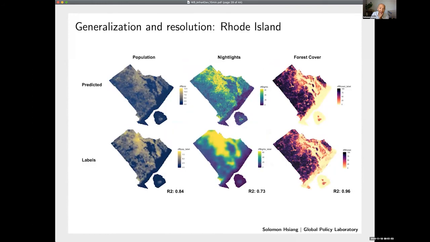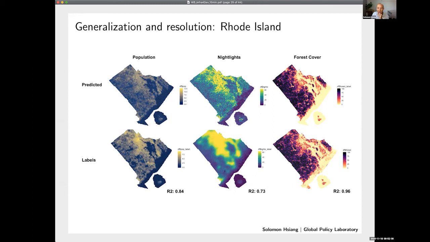The other thing to think about is that the resolution it achieves is pretty remarkable. Here I'm just showing you Rhode Island, and across the top are predicted values. And in fact, I'll explain in a sec, but it has the feature of actually improving on existing data in many cases.